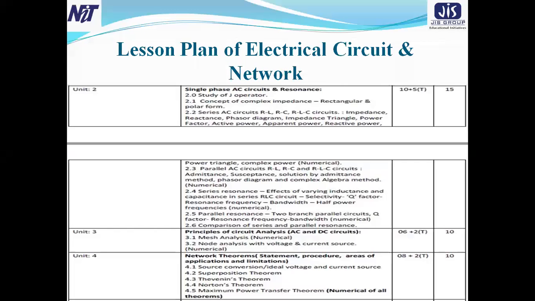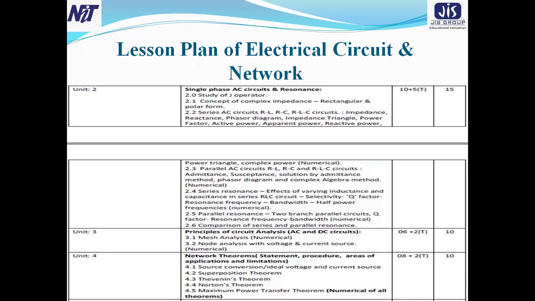In this subject I have to cover a total of 3 modules, units 2, 3 and 4. In unit 2 we have single phase AC circuit and resonances. Then in unit 3, principle of circuit analysis, AC and DC circuit. This part is already covered. And then in unit 4, that is the network theorems: statement, procedure, areas of application and limitations.